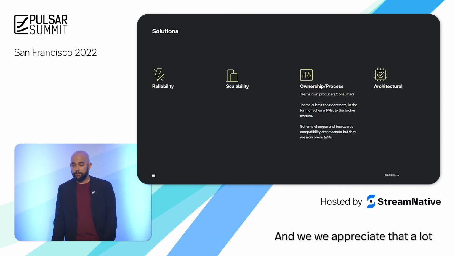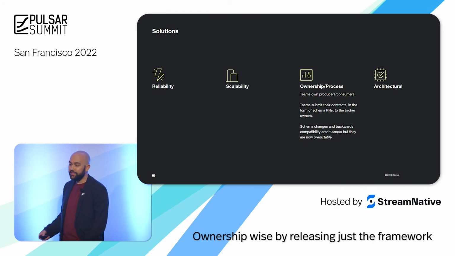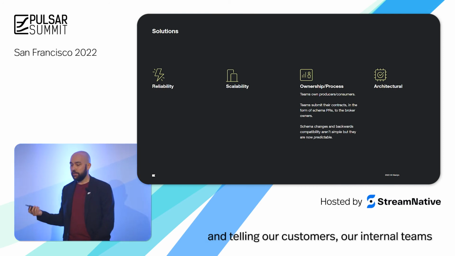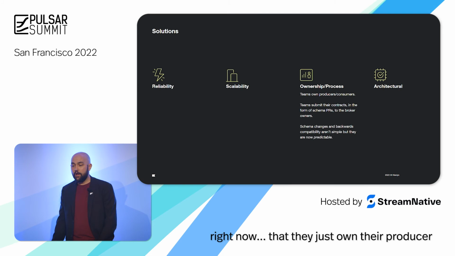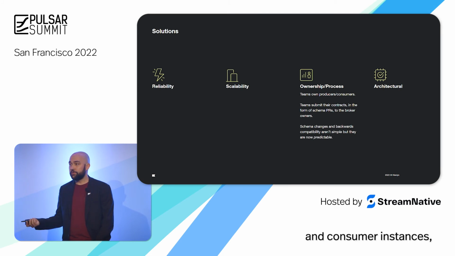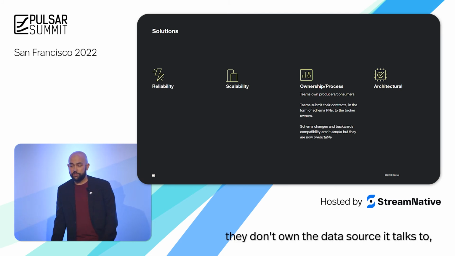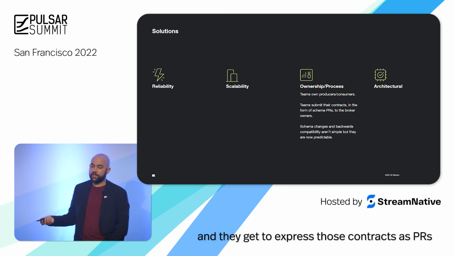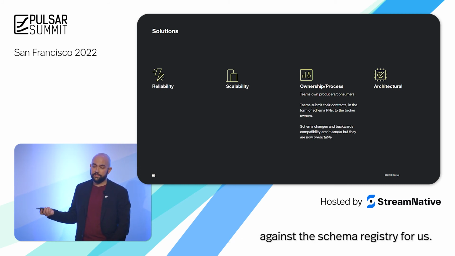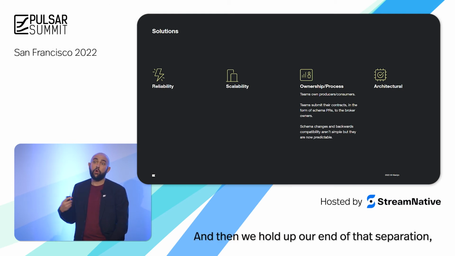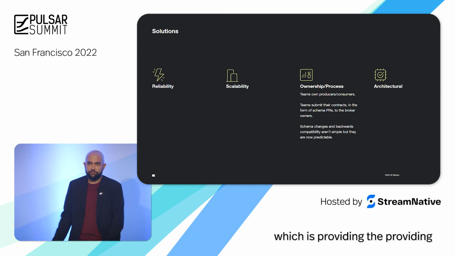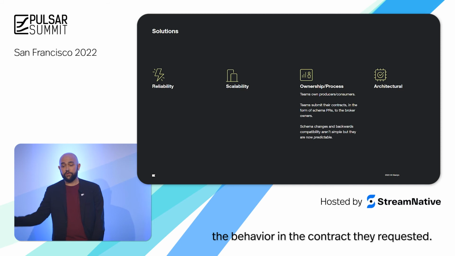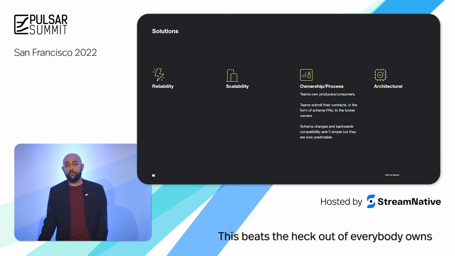a lot. Ownership-wise, by releasing just the framework and telling our customers, our internal teams right now, that they just own their producer and consumer instances, they don't own the data stores it talks to, they have a much clearer separation. And they get to express those contracts as PRs against the schema registry for us, and then we hold up our end of that separation, which is providing the behavior in the contract they requested. This beats the heck out of everybody owns their own little slice of everything.